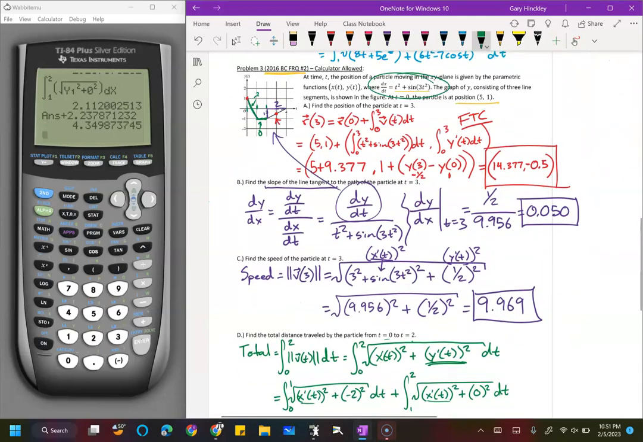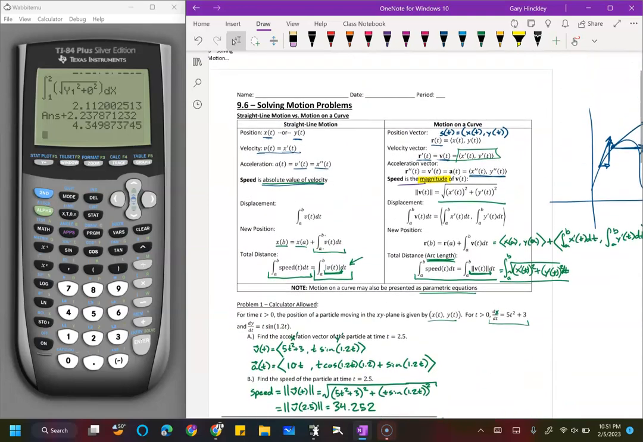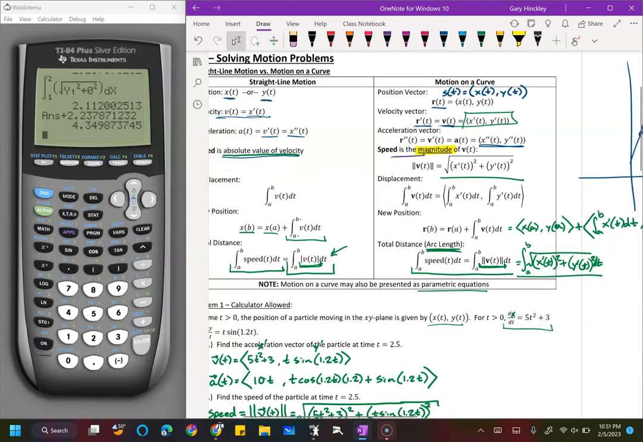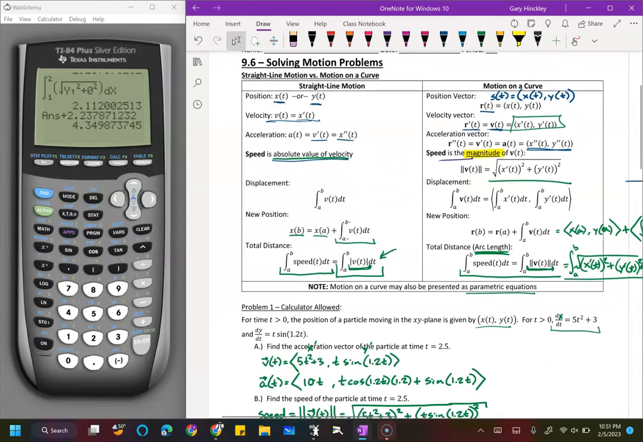So there we go. Seeing all those different types of problems using these motion formulas that we have. Again, very similar to our motion problems that we had earlier.